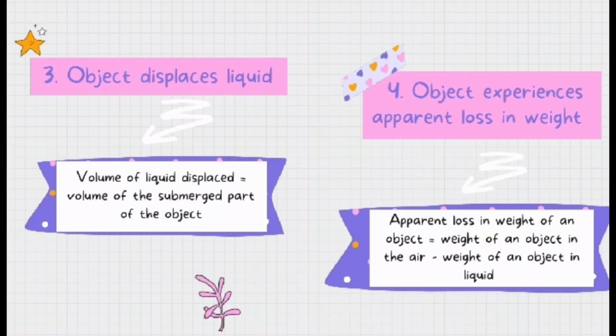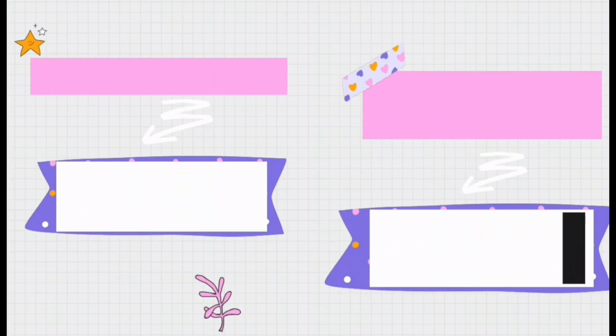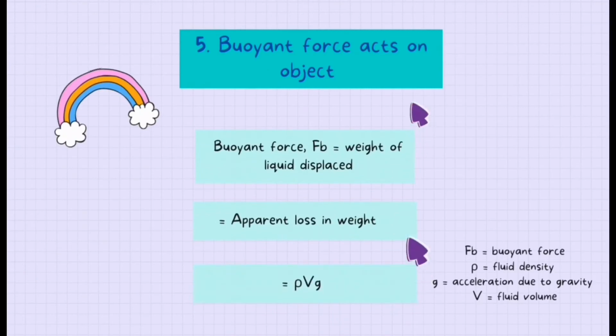When we deduct the weight of the object in liquid from the actual weight of the object, we can see the object experience apparent loss in weight. This is the weight of liquid displaced, which is also equal to the buoyant force acting on the object. Hence, we know that buoyant force Fb is equal to ρVg, where ρ is the density of the fluid, V is the volume of fluid, g is the gravitational acceleration.